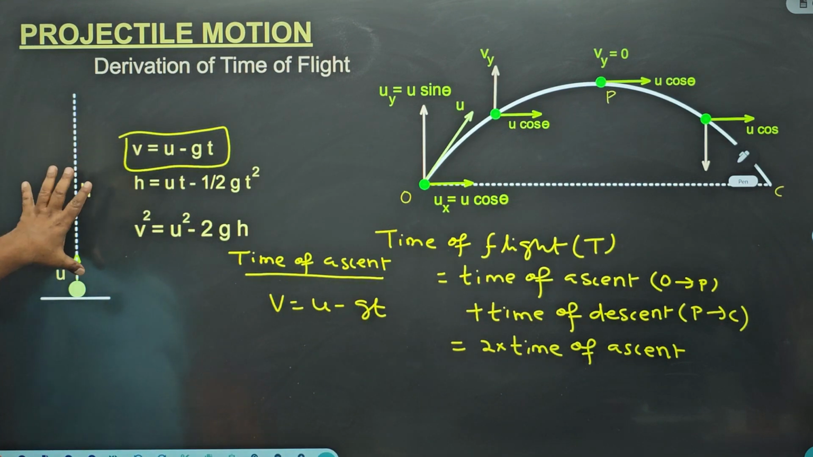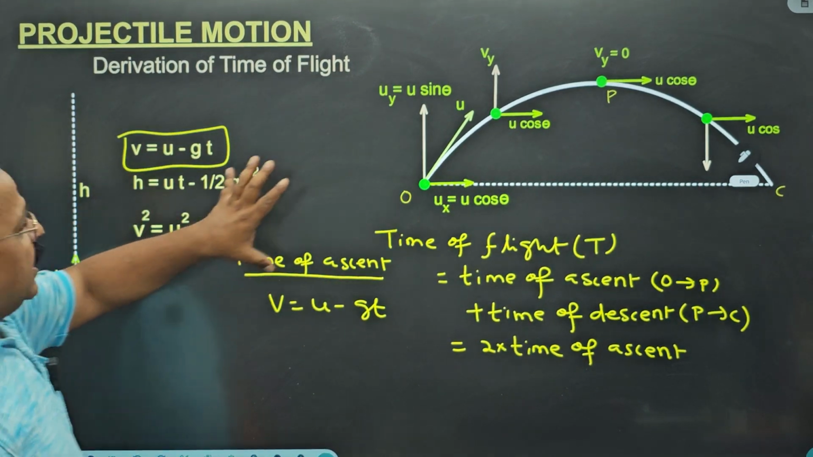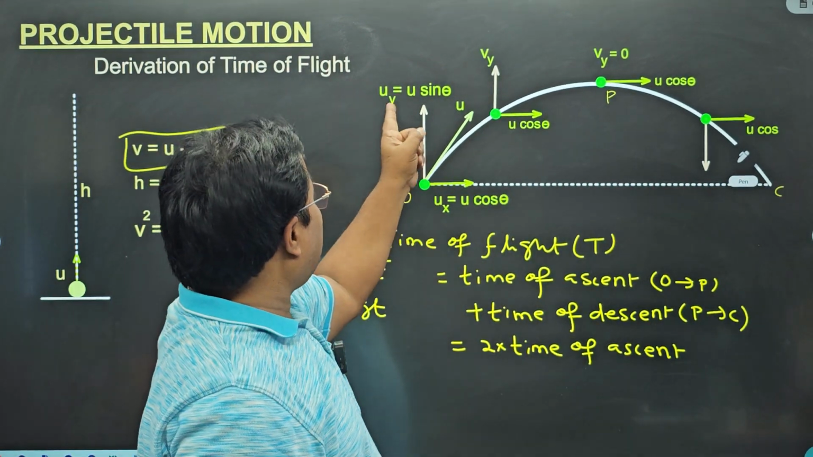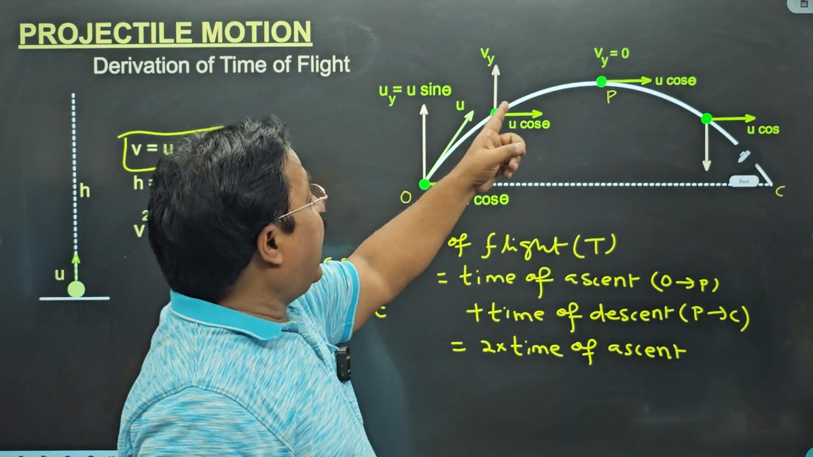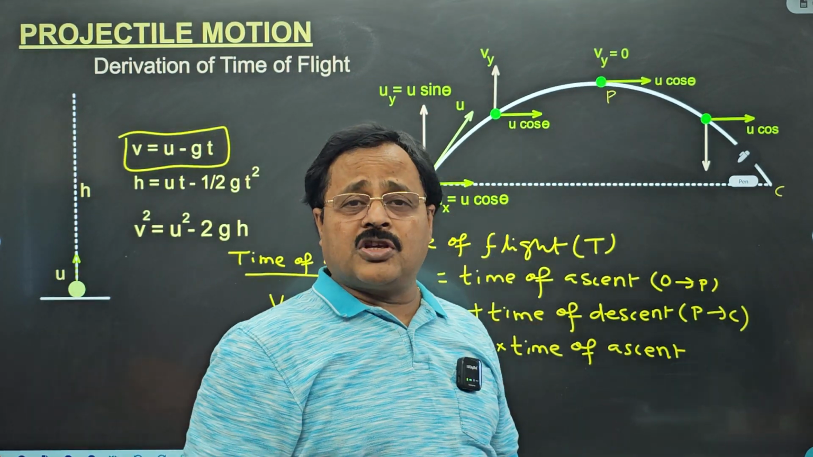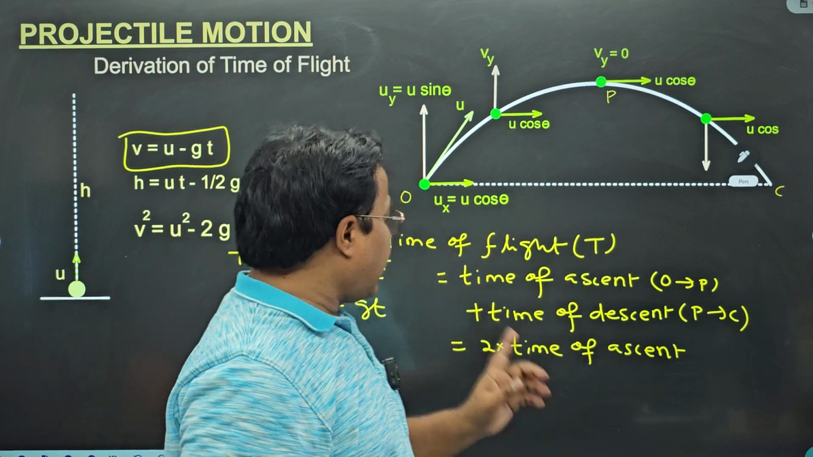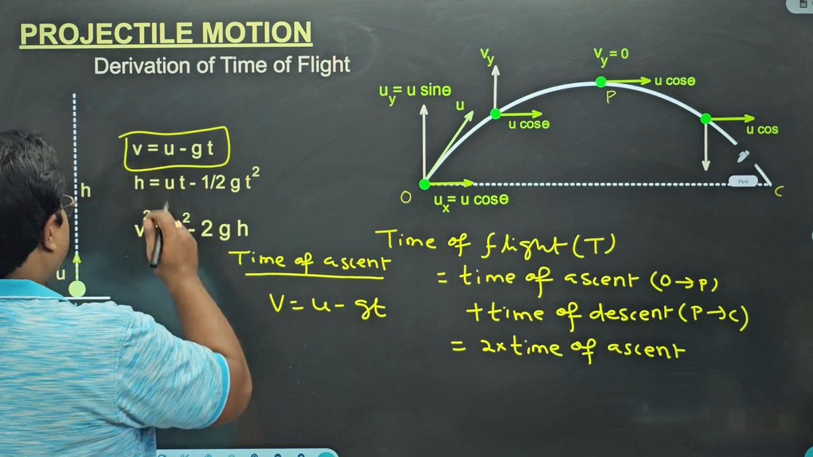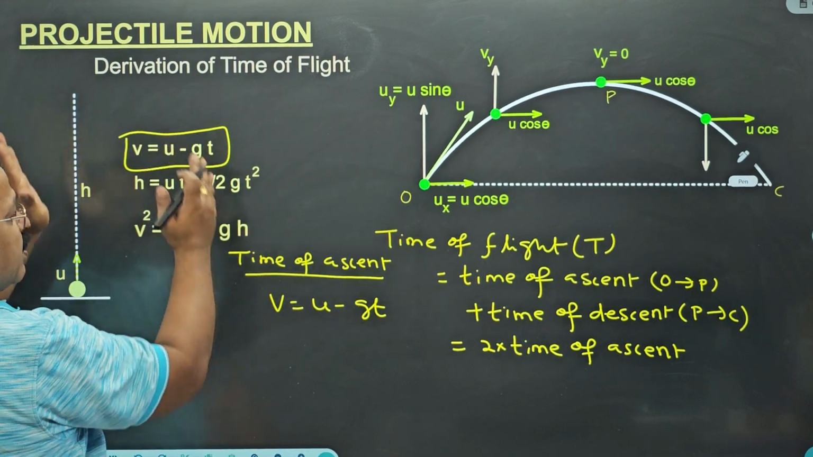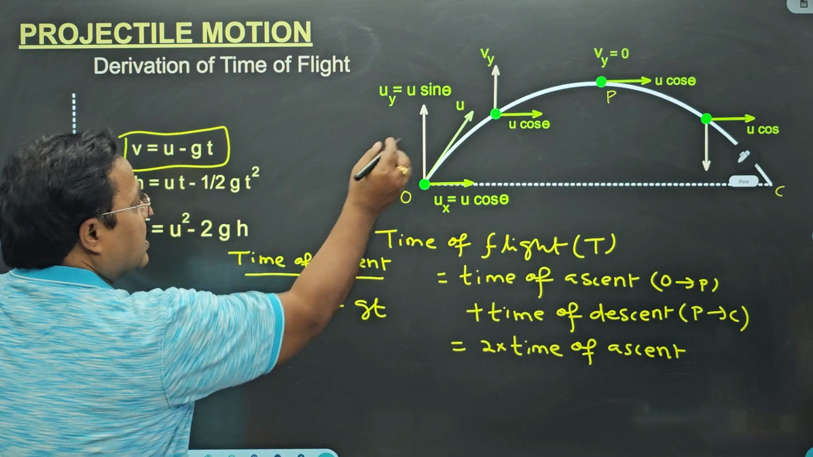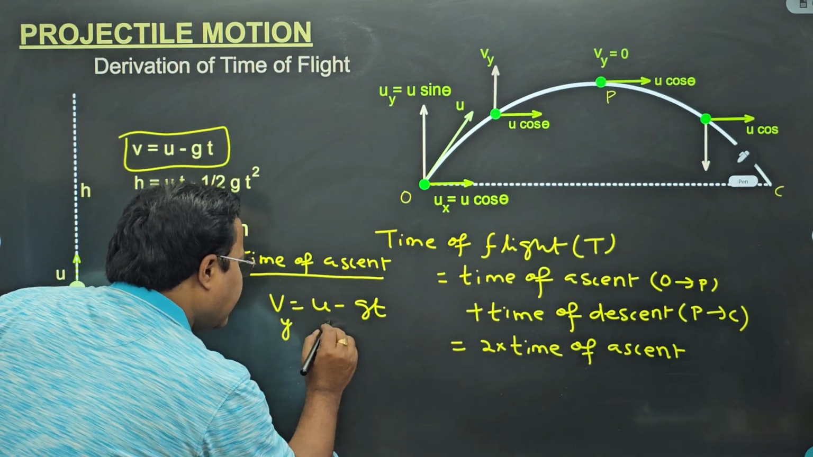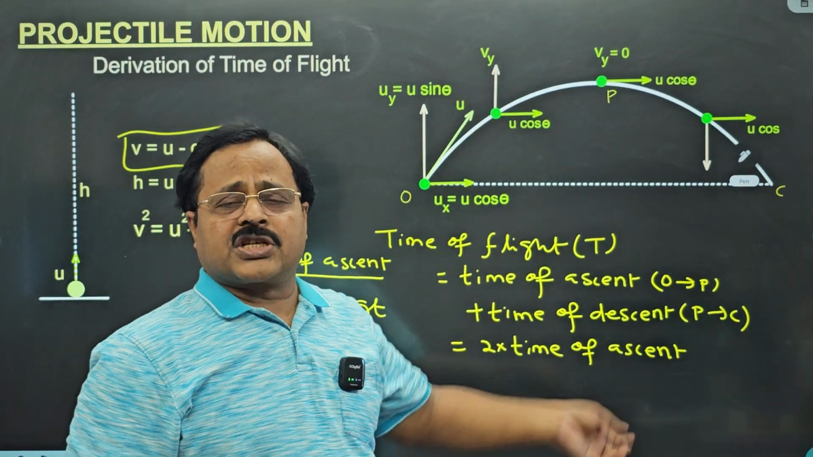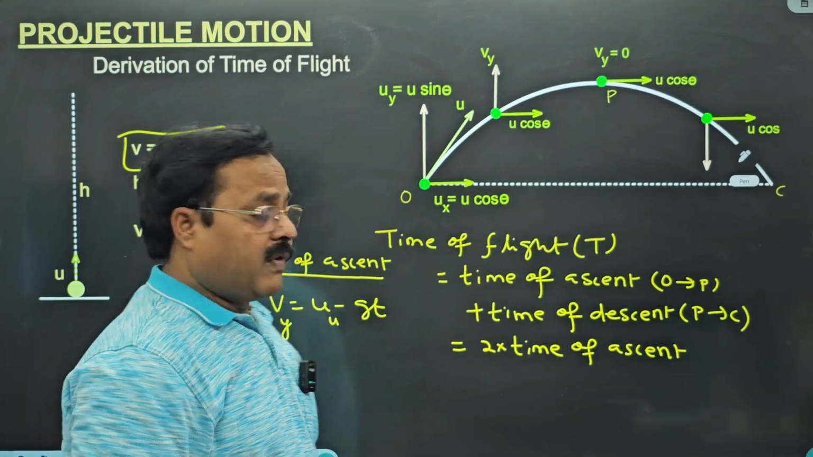If we apply this vertically upward motion equation in projectile motion, the initial vertical component of the velocity is Uy, and at the highest point, the vertical component of the velocity is 0. To find time of ascent, our initial position is O and final position is P. So here, Vy is equal to Uy minus Gt, because the vertical motion is controlled by the vertical component of the velocity.